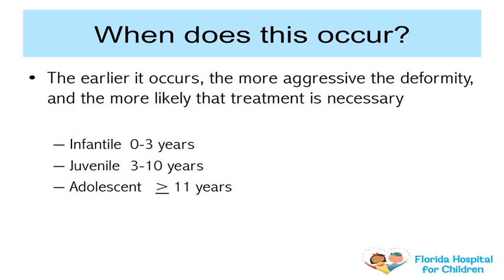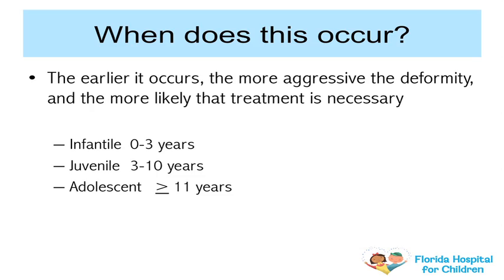So, when does this occur? Well, it really occurs in all age groups. And you see in the slide there that those children who have curves in ages less than 4, they're called infantile scoliosis. And those children with a curve of 11 years or more, that's a more common adolescent scoliosis. And then between ages 4 and 10, these are called juvenile or early onset scoliosis.